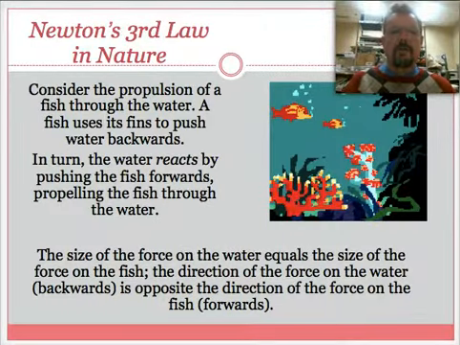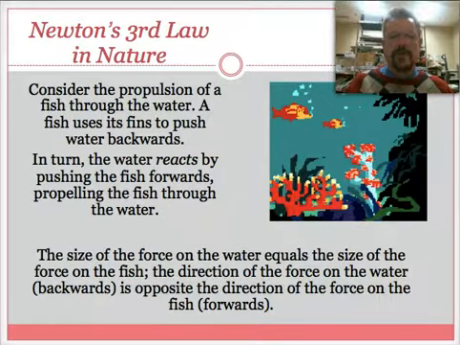Newton's third law of motion in nature. Looking at the fish, a fish uses its fins to push water backwards. In turn, water reacts by pushing the fish forwards, propelling it through the water. The size of the force on the water equals the size of the force on the fish. The direction of the force on the water, backwards, is opposite to the direction of the force on the fish, forwards.